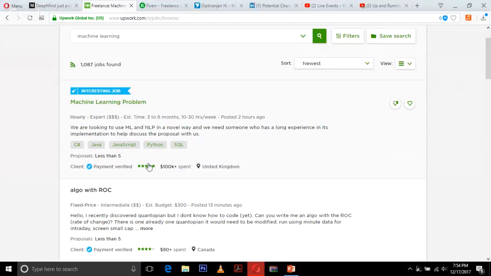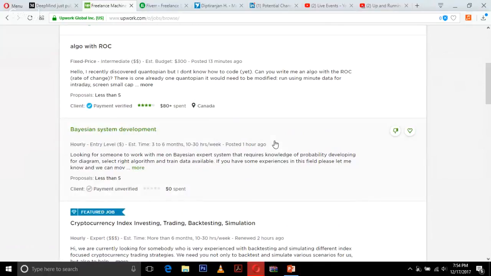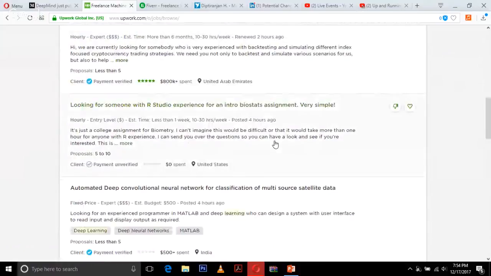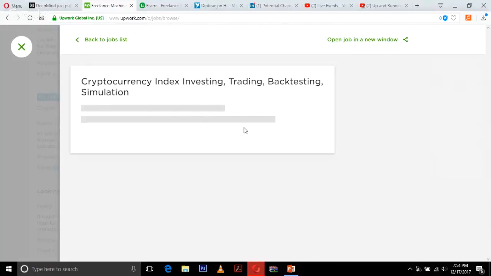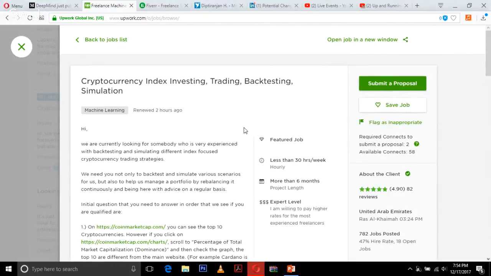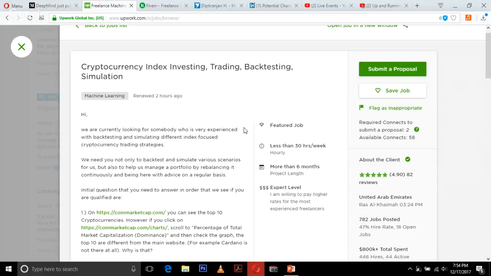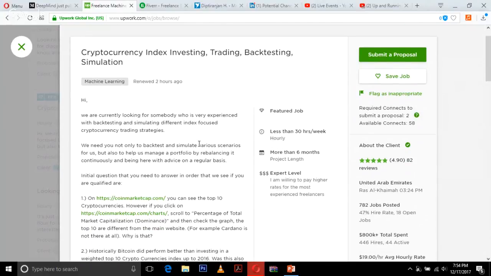So, I just searched for machine learning, and this is the kind of job you get. Clients post their jobs, mention the skills required, a bit of detail about the work, and what exactly they are expecting from you. Here, the person is saying cryptocurrency index investing, trading, backtesting, and simulation. So it's mainly related to forecasting the prices of cryptocurrencies, because everyone is into this at the moment. But even you should be into cryptocurrency not just for the sake of increasing money, because that basically defeats the purpose of cryptocurrencies.